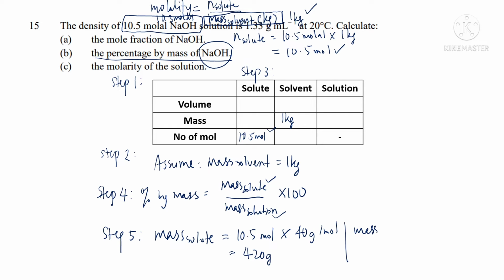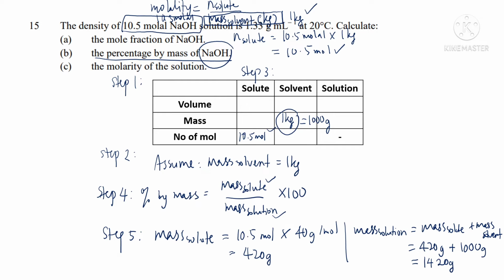And then we also need to find the mass of solution. So mass of solution, how to make the solution? By combining the solute with the solvent. Therefore, to find the mass of solution, we just need to sum the mass of solute with the mass of solvent. Mass of solute is 420 gram and the mass of solvent is 1 kg. In order to do the summation, their unit must be consistent. Therefore, convert to gram, that is equal to 1000 gram to give us the mass of solution as 1420 gram.